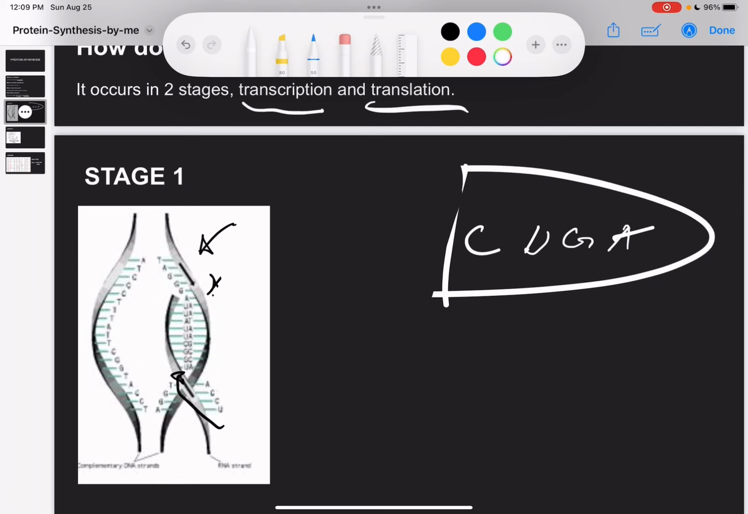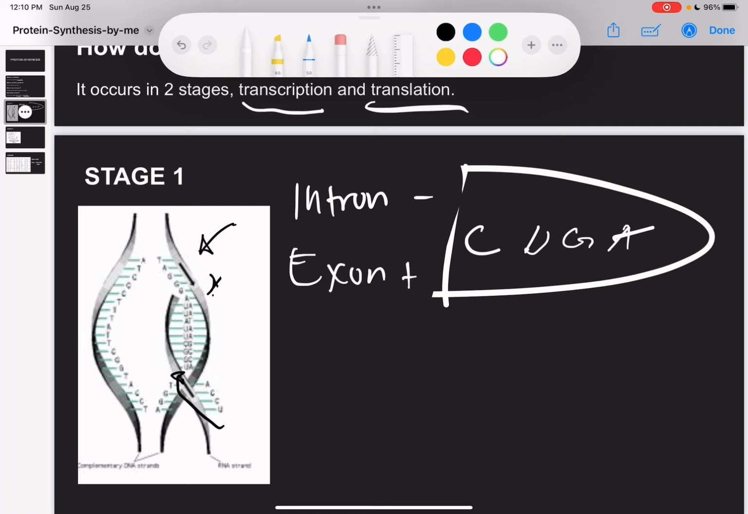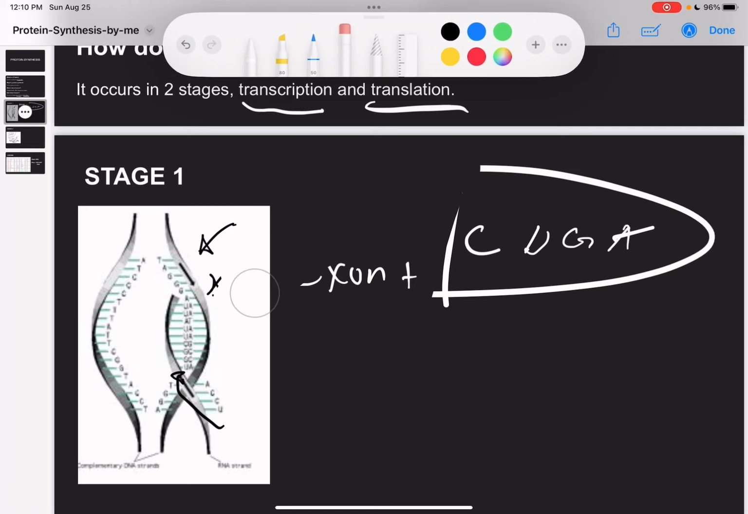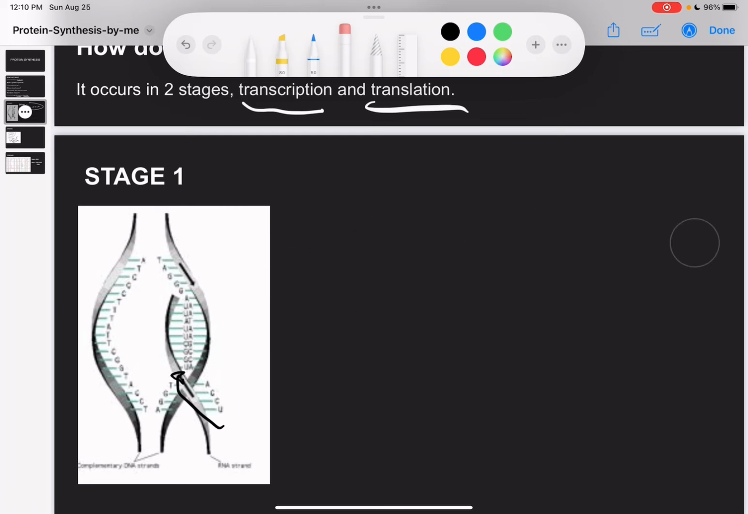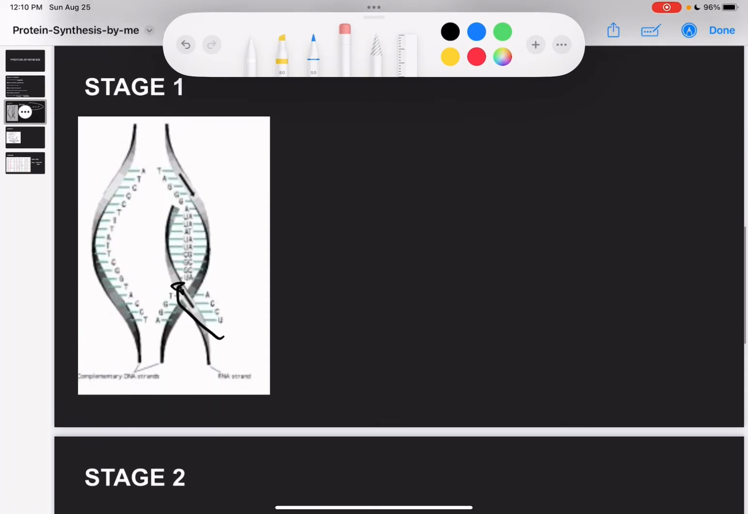So let's just do a refresher here. Intron, non-coding. Exon is coding. I remember this with intron, intern. Interns don't code. That's how I remember it, at least. So now, stage one is complete. Your mRNA has been made, it's been checked, and now it's been allowed to leave into your cytosol.